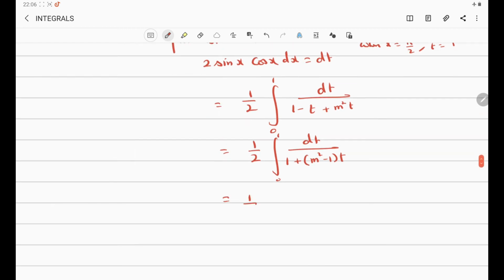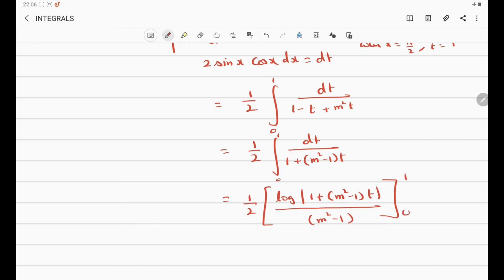So this becomes half into 1 by 1 plus m square minus 1 into t is in the form of 1 by 1 plus, this is a linear expression, so it's log mod 1 plus m square minus 1 into t divided by the coefficient of t, that is m square minus 1. 1 by the linear expression is log mod linear expression divided by the coefficient of the variable. Now we substitute the upper limit and lower limit as 1 and 0.